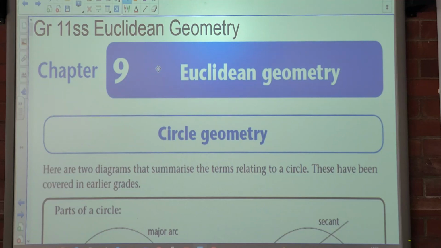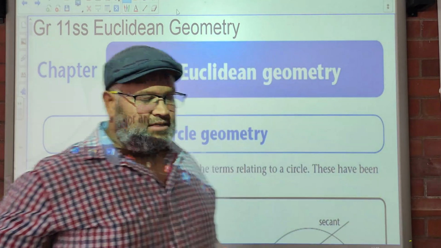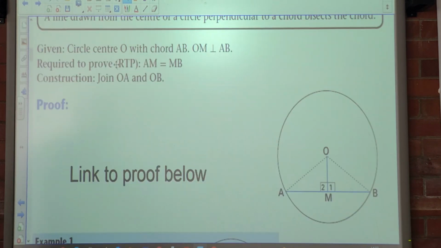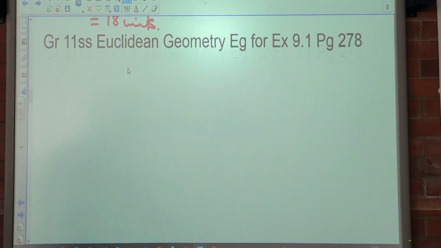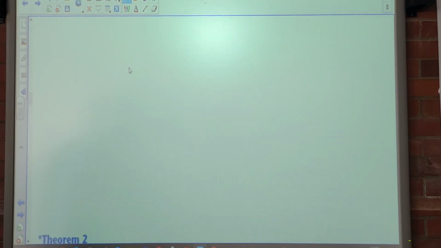Okay, good afternoon, class. So today we're looking at Euclidean geometry. Yesterday we spoke about the proof to theorem 2, correct?